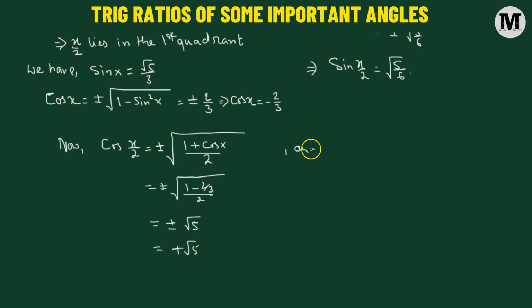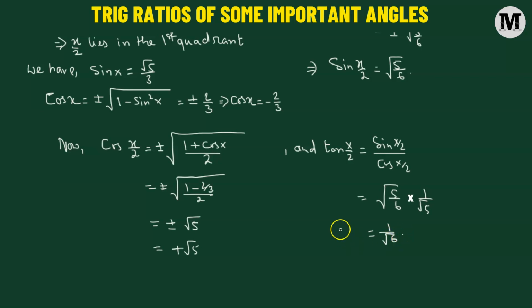And finally, we can find out the value of tangent of x over 2. That's going to be the ratio of sine of x over 2 to that of cosine of x over 2, which will be equal to square root of 5 over 6 divided by cosine of x over 2. Now we're going to multiply it with 1 over square root of 5. That's going to give us 1 over square root of 6. So this is going to be the value of tangent of x over 2.